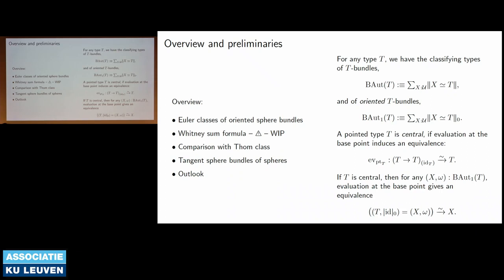Okay, so some preliminaries also on this slide. For any type T, you have the classifying type of T bundles. So you have this B Aut of T, which is the classifying type of the group of automorphisms of T, and a map into this type is a family of types, all of whose fibers are merely equivalent to T. And for the purpose of this work, let me say that a T bundle is oriented if instead of having a mere equivalence, you have a set truncated equivalence.